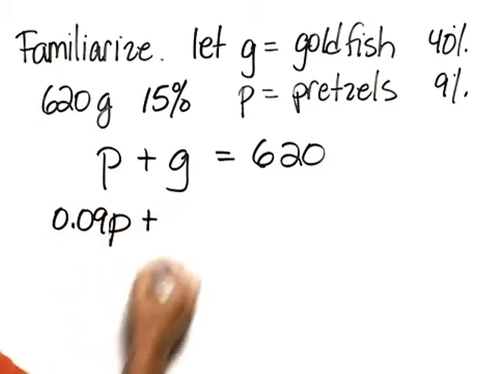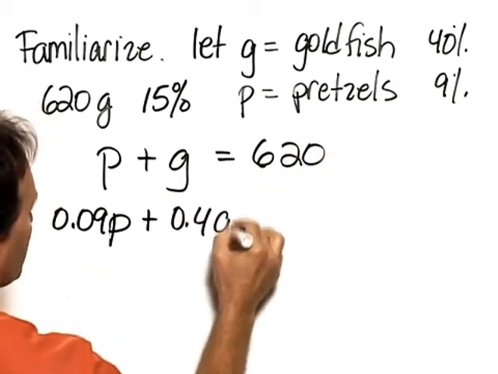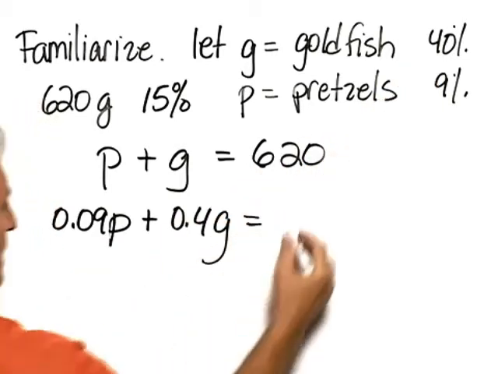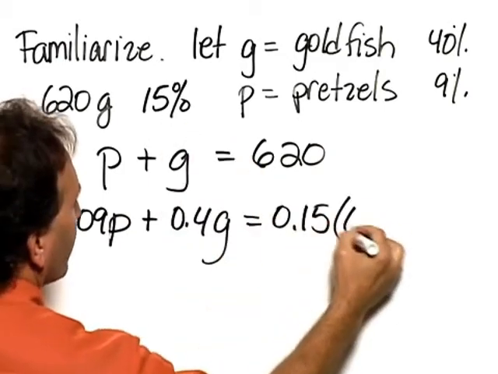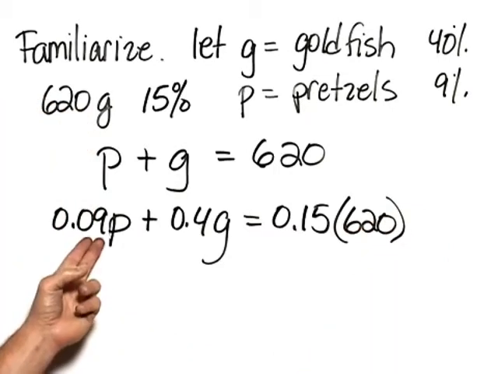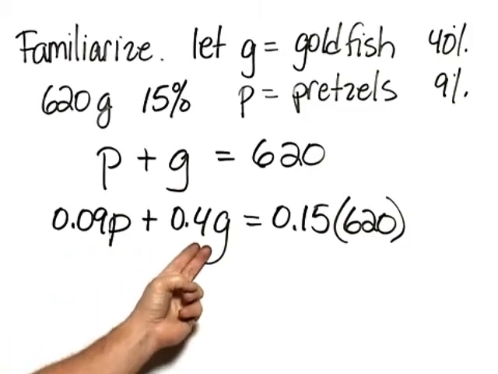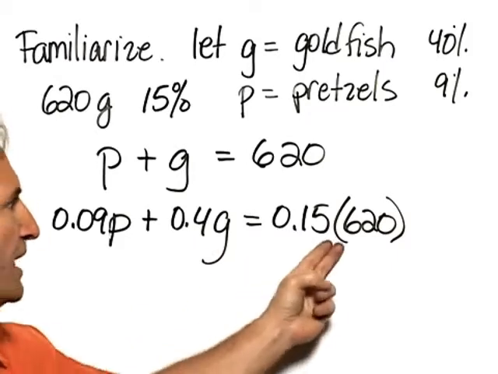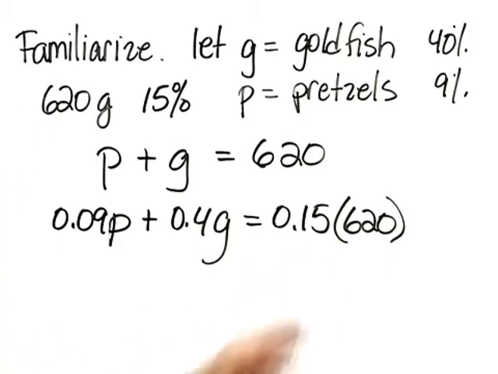0.09 P, plus 0.4 G has to equal the 15%, 0.15, times the 620 grams. So this is the number of grams that are fat from pretzels, the number of grams that are fat from goldfish, and that has to equal the total number of grams of fat in the mix.